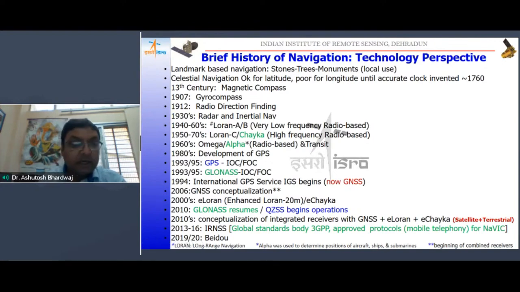Then in the 2013 to 2016 time frame, India also developed its own regional navigation satellite system, which is called IRNSS or NavIC, and it is now fully certified and integrated with the latest GNSS receivers. If you take the multi-frequency or dual frequency GNSS receivers, you will find that the latest receivers have the IRNSS signals, where the receivers are capable of receiving the L5 and S-band data from IRNSS also.